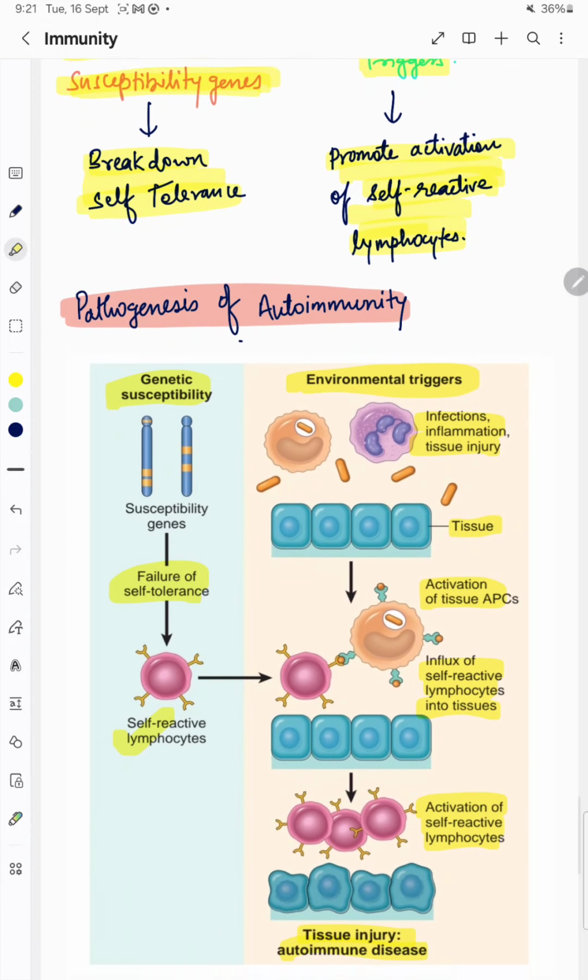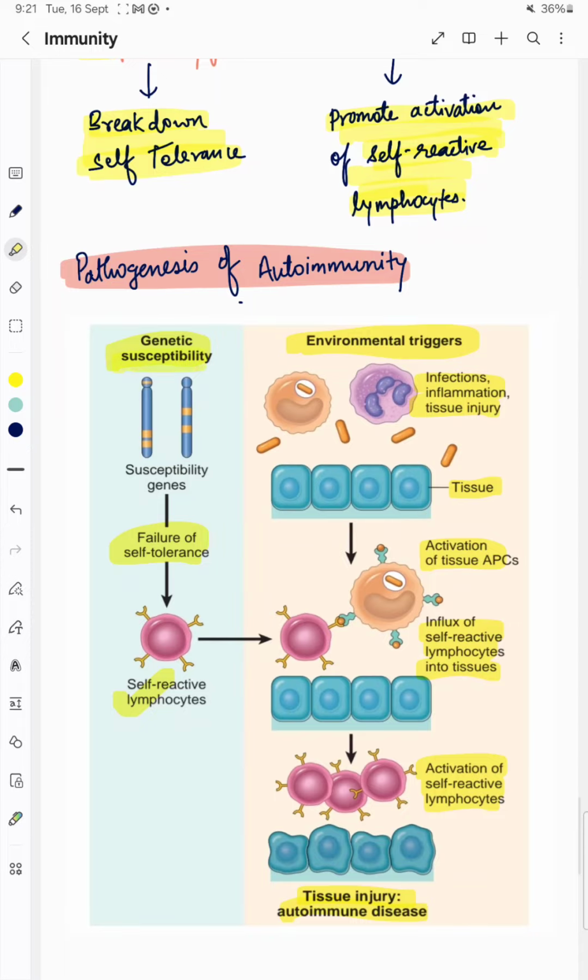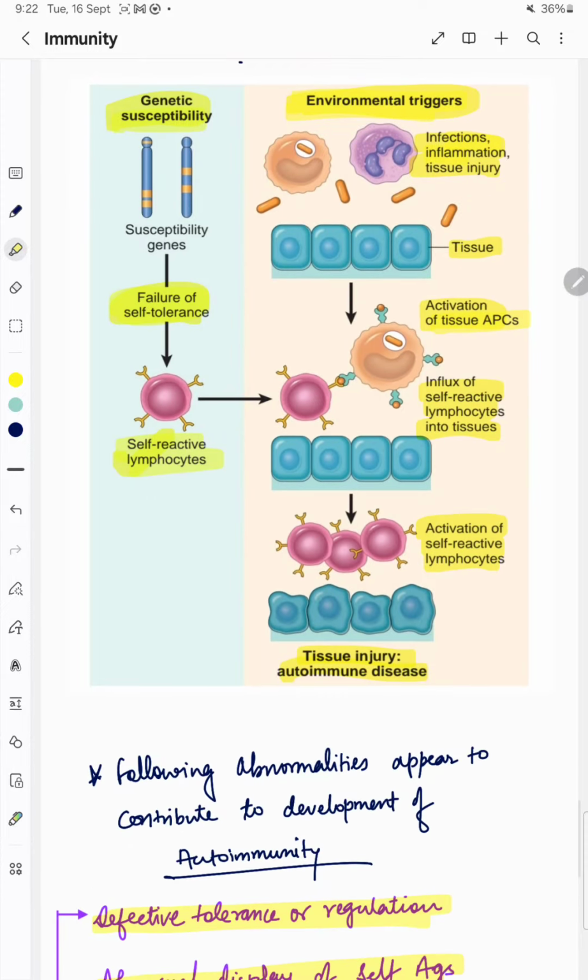So in the pathogenesis of autoimmunity, susceptibility genes will result in the failure of self-tolerance and there will be increased self-reactive lymphocytes, and they damage self antigen or self tissue. In environmental triggers, infection, inflammation and tissue injury may result in the activation of various antigen presenting cells, and they activate the lymphocytes, which become self-reactive and ultimately result in tissue injury.